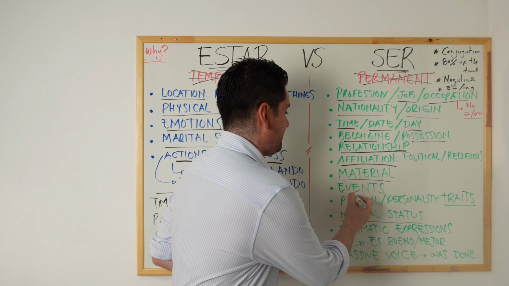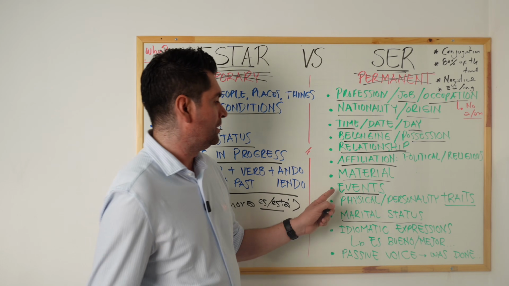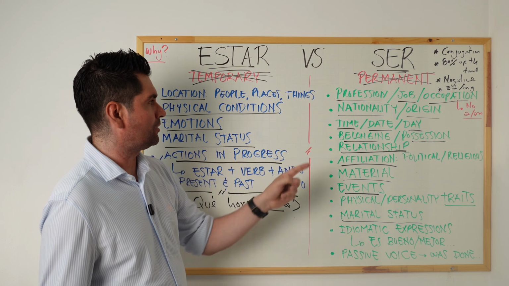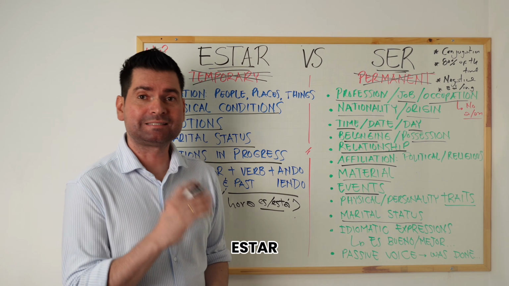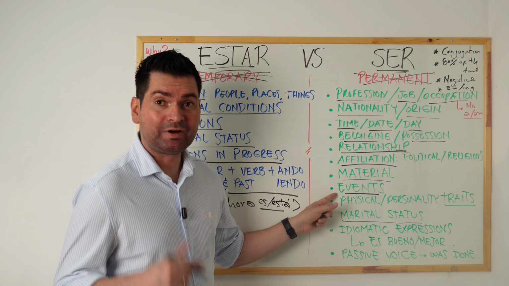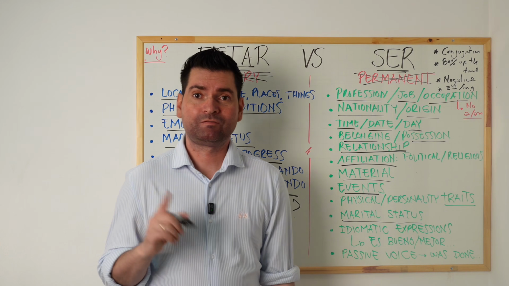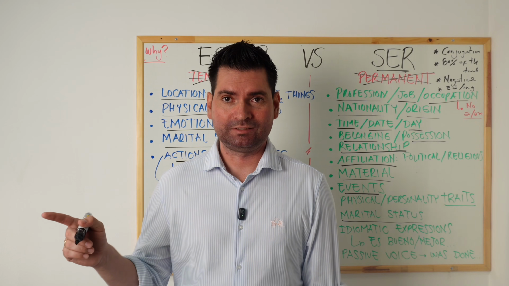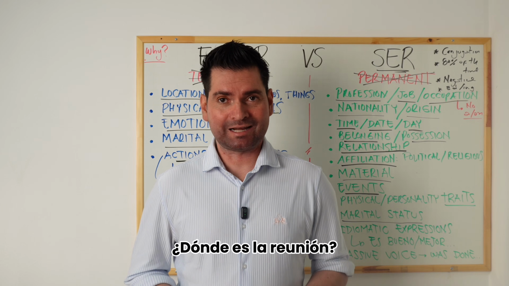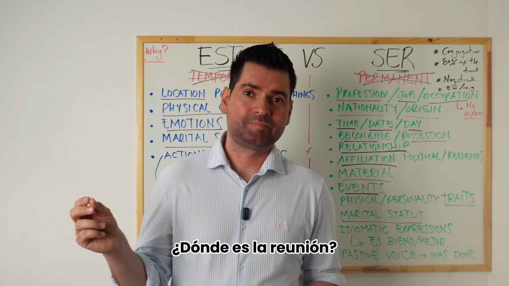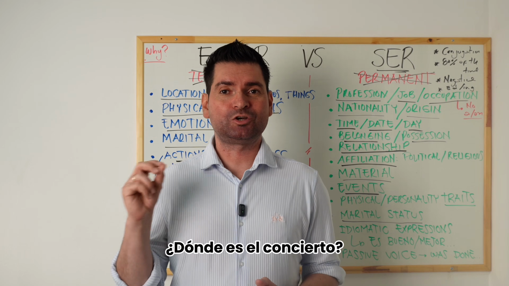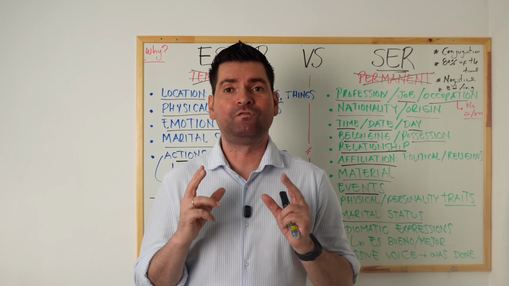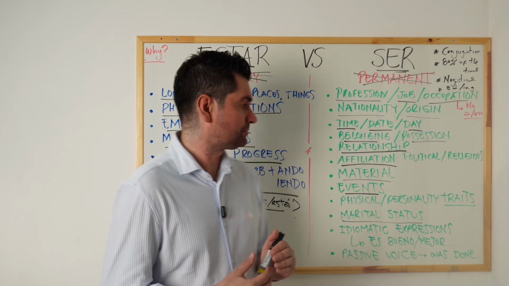Events. This is a very interesting thing. We said that location of people, places, and things or objects is estar. But when we talk about events, we use ser. For example, ¿dónde es la fiesta? Where is the party? ¿Dónde es la reunión? Where is the meeting? ¿Dónde es el concierto? Where is the concert? Think about vocabulary or very common events.